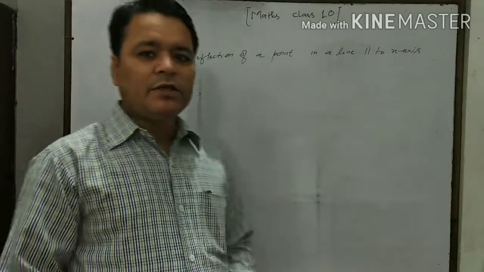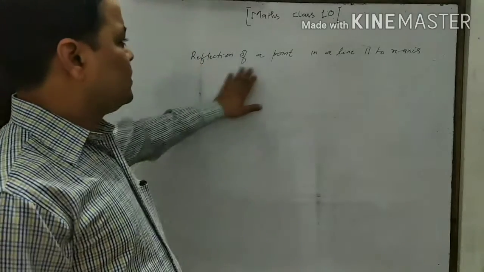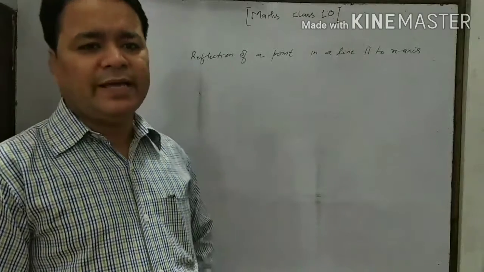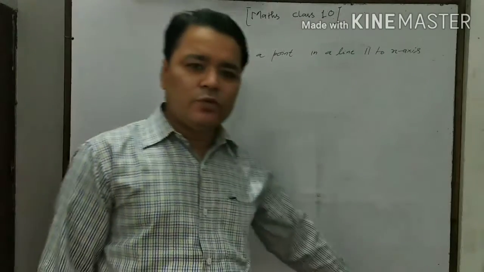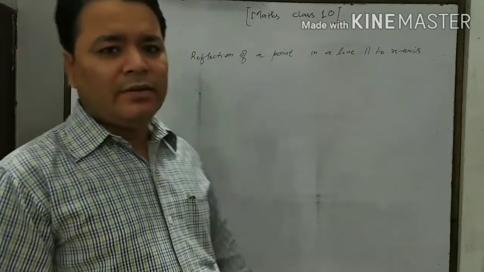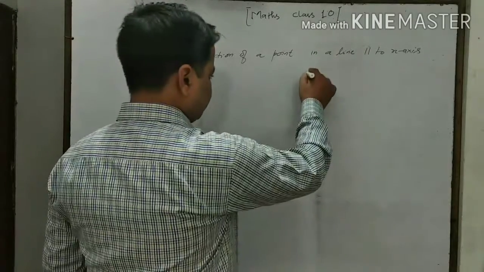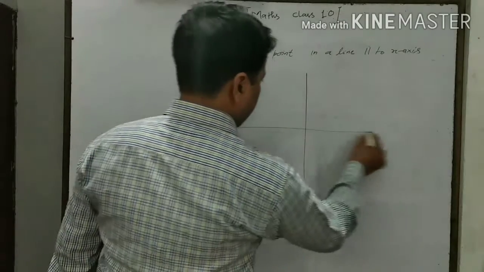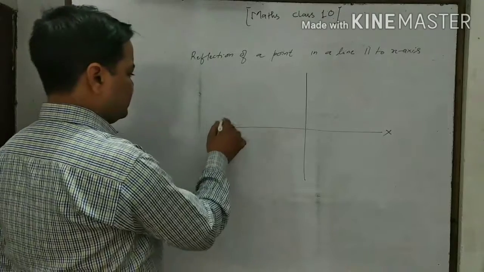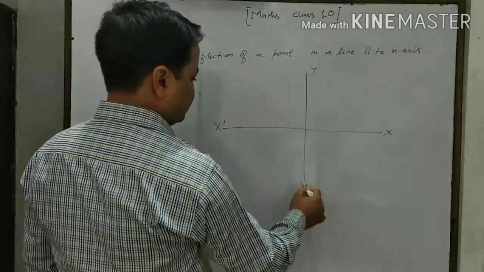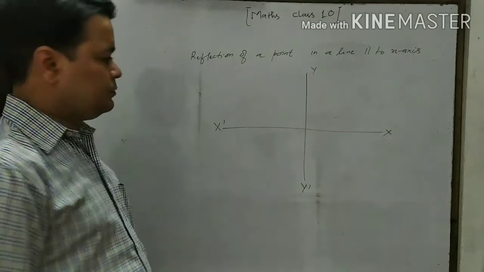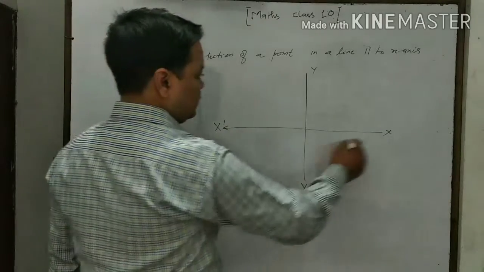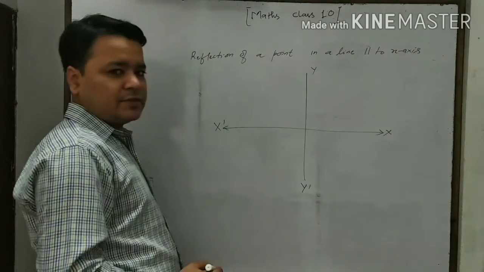let us see the next topic. Reflection of a point in a line parallel to the x-axis. So first of all, we should know about a line parallel to the x-axis. Here, let this be x-x dash and here y dash. Okay, this is the coordinate axis.